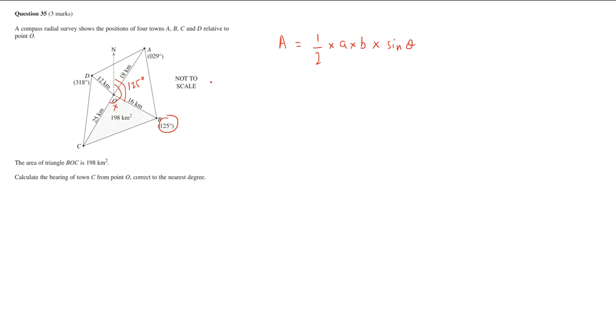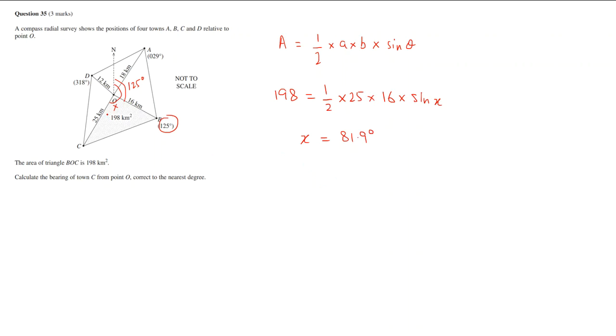So let's do this. A is 198, which is equal to half multiplied by 25 multiplied by 16. It doesn't matter whichever you call a and b, as long as you're using the angle that's formed between them, times sine of this angle, which is x. So you solve this, you will get the angle COB, or x in this case, is equal to 81.9 degrees. Now this is not the bearing, remember?